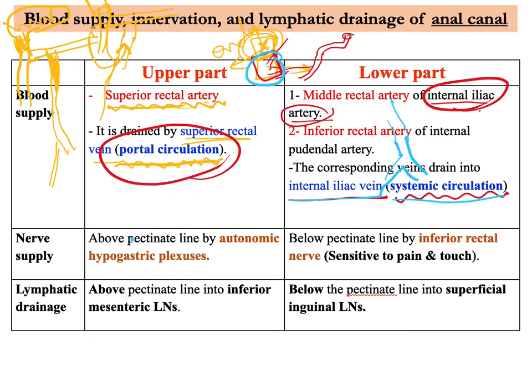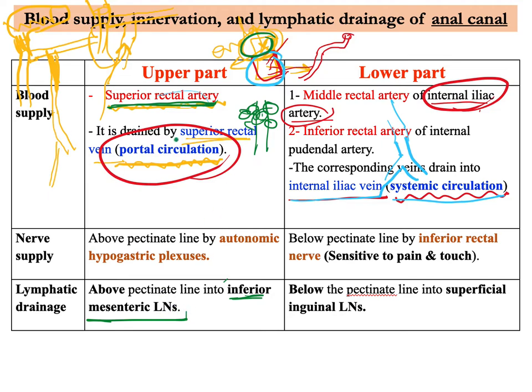And because we are talking about blood supply, let us jump now to the lymphatic drainage. Lymphatic drainage follows the same blood supply. That means you know that the blood supply to the upper part of the anal canal comes from the superior rectal artery. The superior rectal artery is a branch of the inferior mesenteric artery. That means close to the inferior mesenteric artery, you have inferior mesenteric lymph nodes.